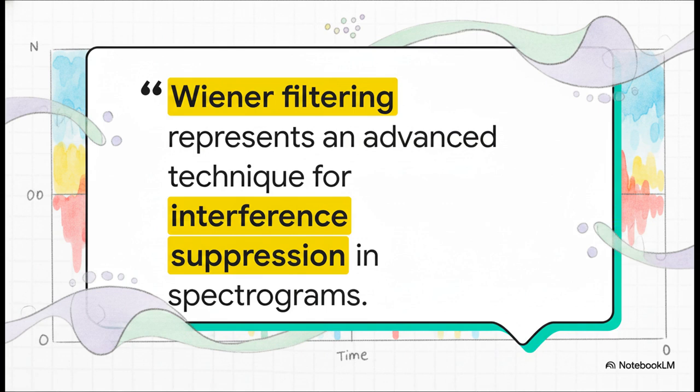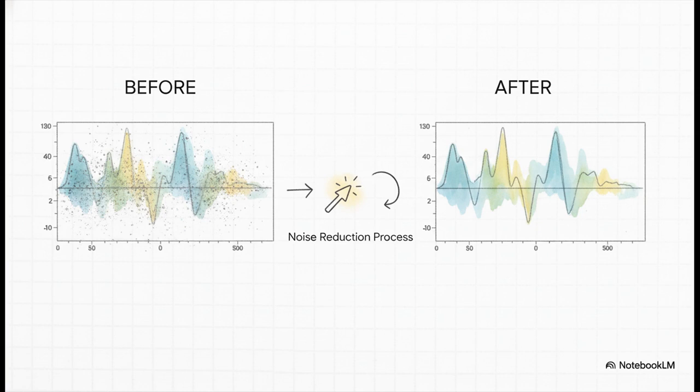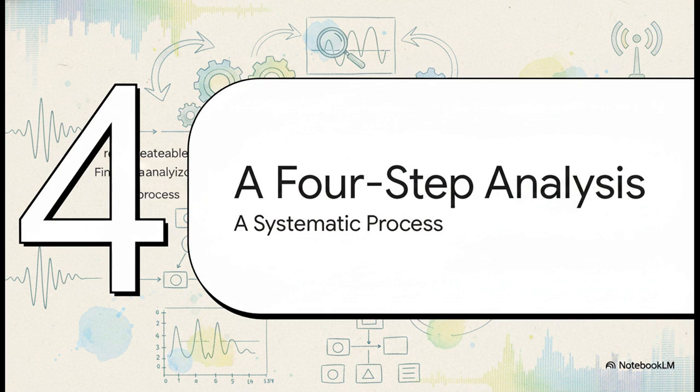The absolute best way to understand Wiener filtering is to think of it like the noise reduction tool in your favorite photo editing software. I mean, the algorithm looks at the spectrogram as if it's an image. It identifies patterns that look like interference, and it intelligently removes them, all while doing its best to preserve the signals you actually care about. It's basically Photoshop for radio signals. It is incredibly clever.